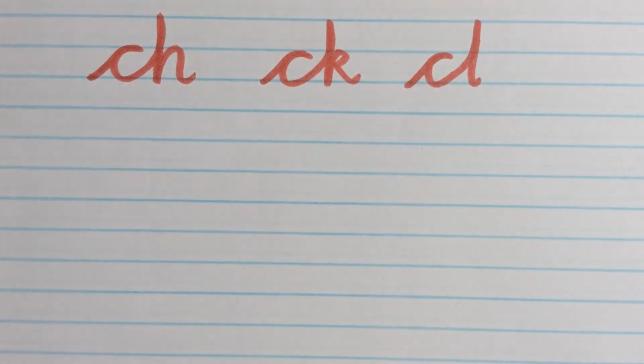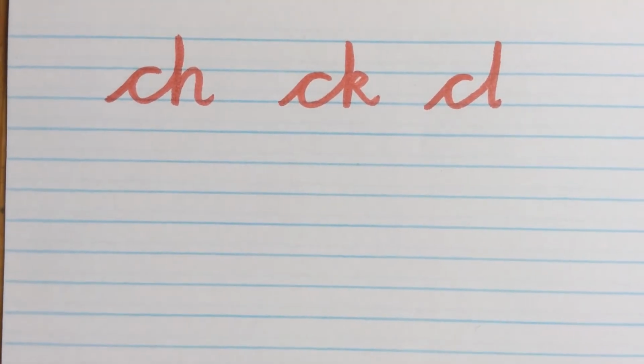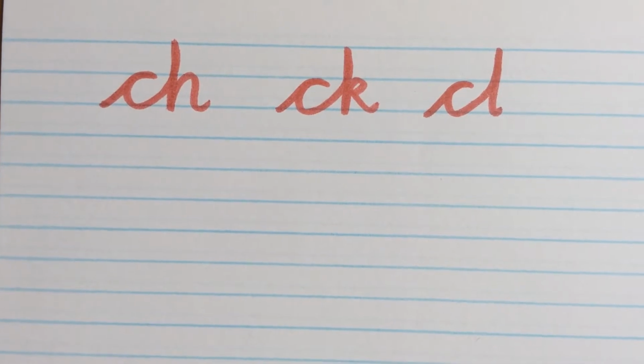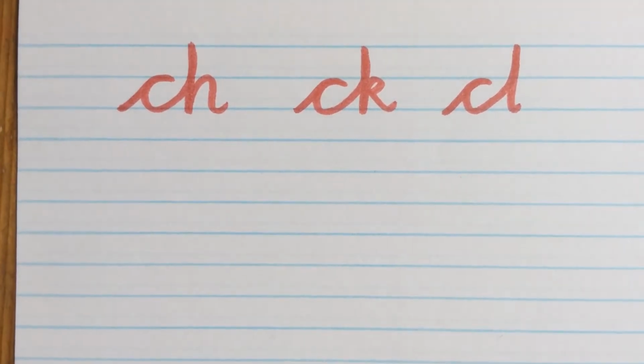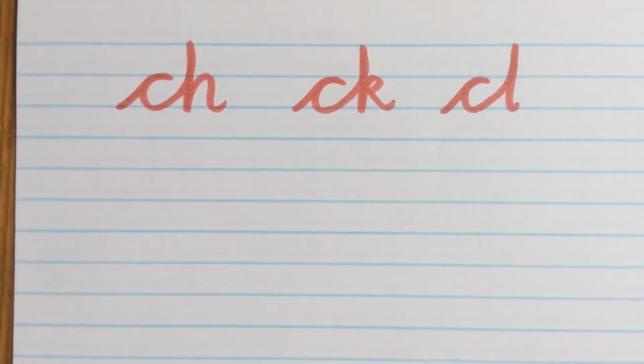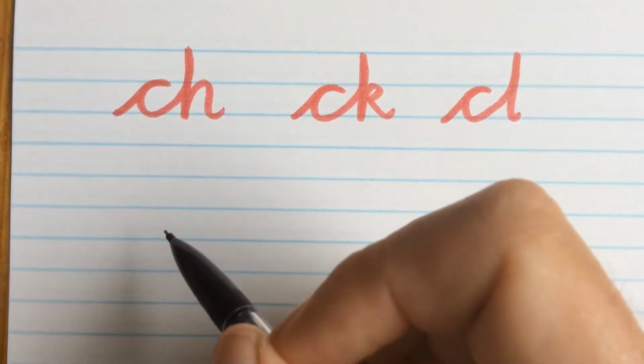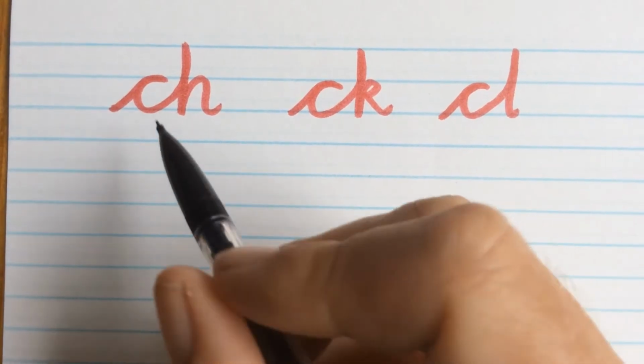Hello everyone, in this video we are going to practice joining the letter C to letters with ascenders, tall letters, so mainly ch and k and kl words. Let's have a go with some ch words to begin with.